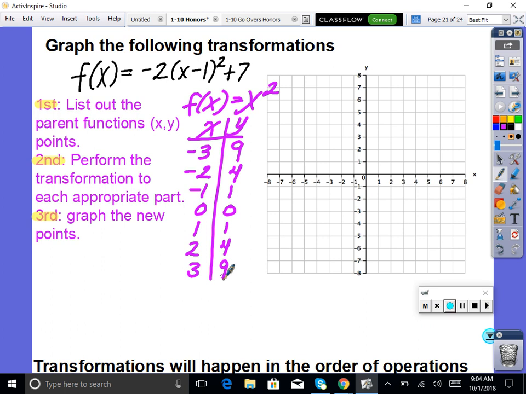We don't need to graph them because we're going to transform them. I could graph it though, couldn't I? So if I wanted to graph it on the slide to see what it looks like, it's a parabola. It looks something like this. Great. So now we're going to perform the transformation.